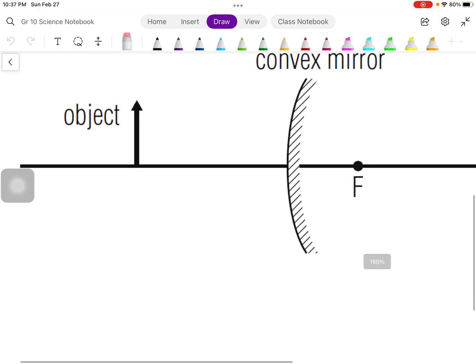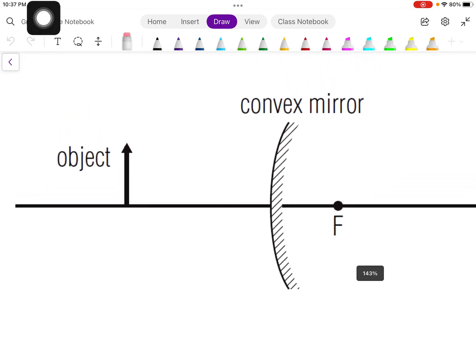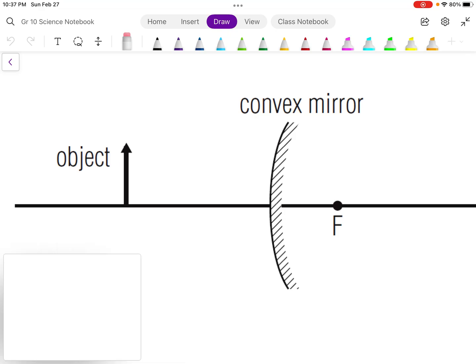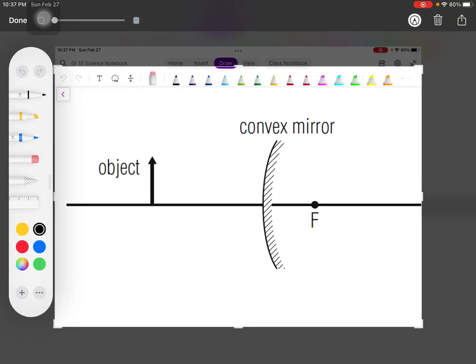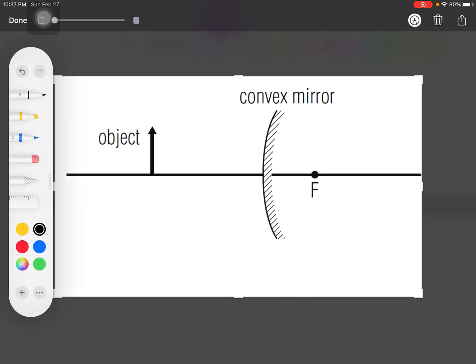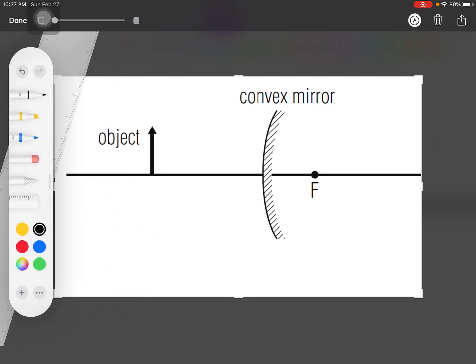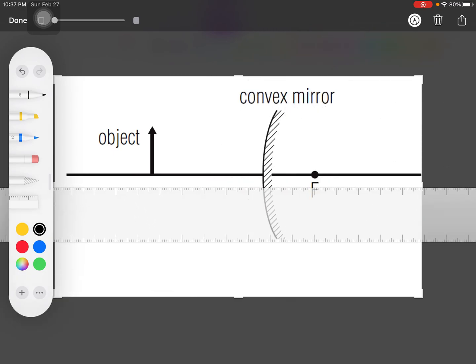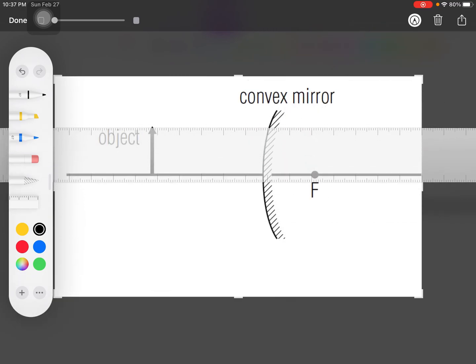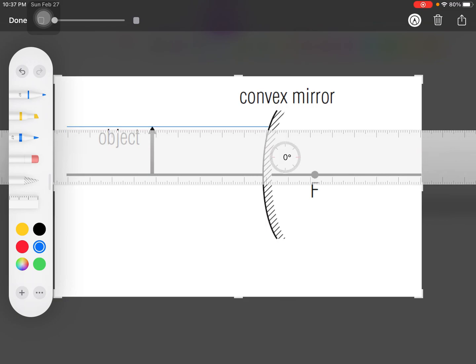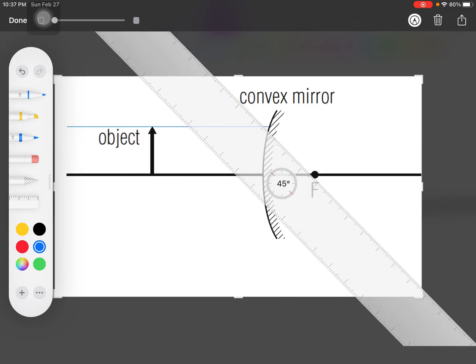So I'll take a look at this one, and we'll take a screenshot of that. So once again, our first ray of light, we're going to go parallel, so we want 0 degrees. I'm going to line up with the top of the object and draw a straight line until we hit the mirror. Then from that point, it's going to reflect. The way it reflects is that it lines up with F.